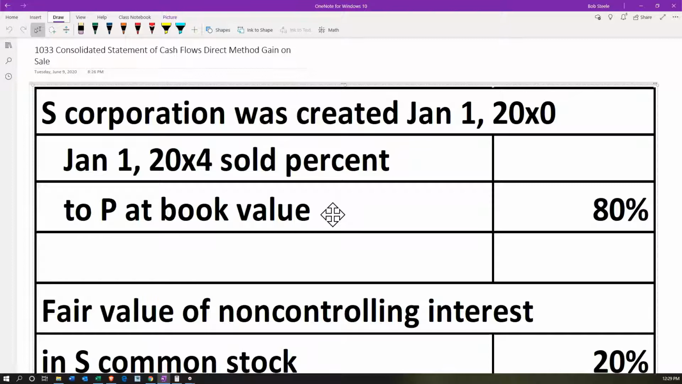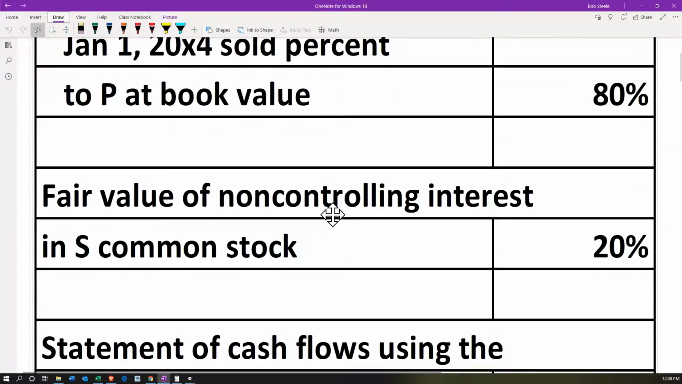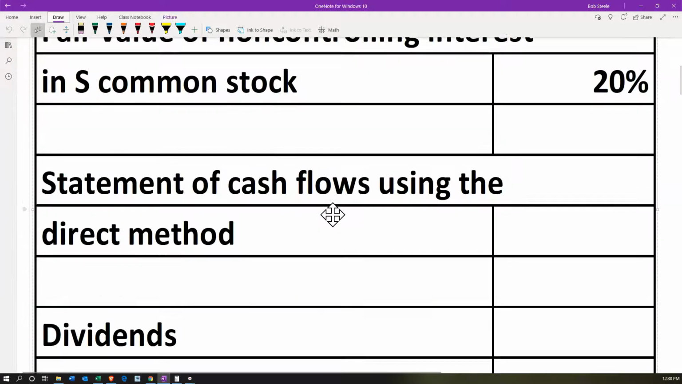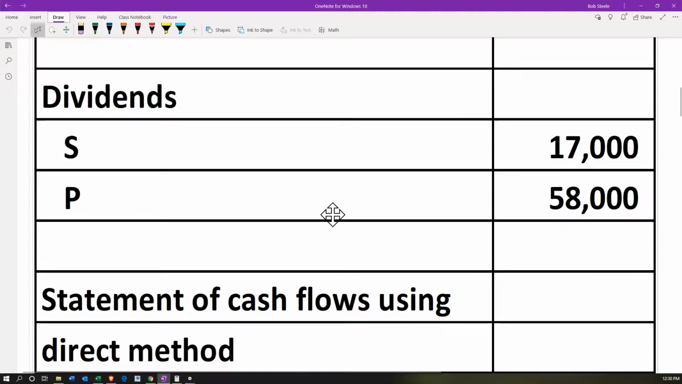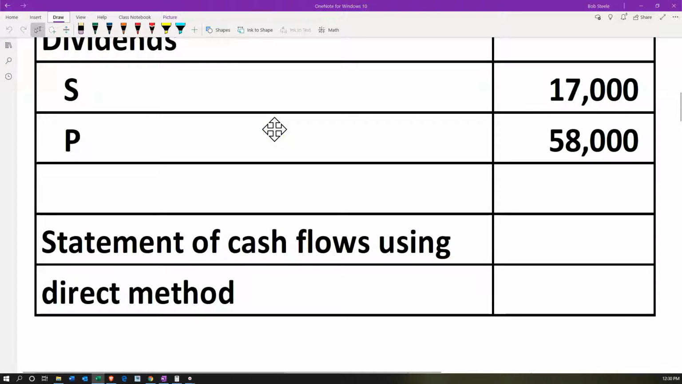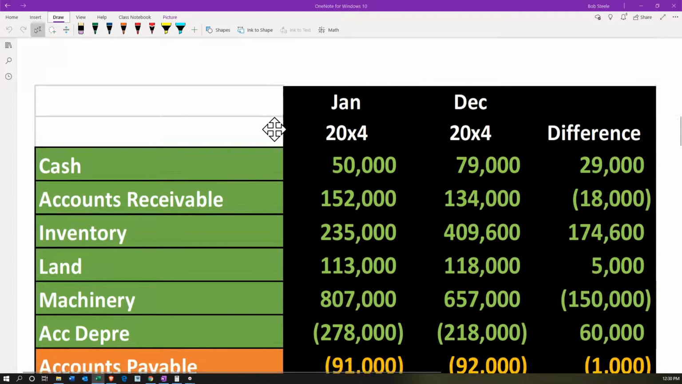As we put together our statement of cash flows: S Corporation was created January 1st, 20X0. On January 1st, 20X4, it sold 80% to P at book value. So in essence, P, the parent, now has 80%, and the non-controlling interest in S is the 20%. The fair value of the non-controlling interest in S is going to be the 20%. The dividends going out from S, the subsidiary, will be the 17,000. The dividends for P will be the 58,000. The statement of cash flows using the direct method will be our objective.